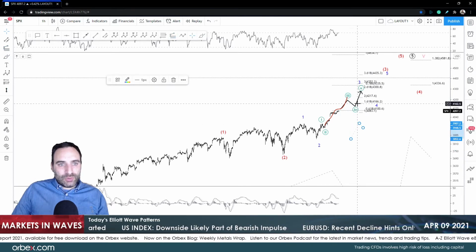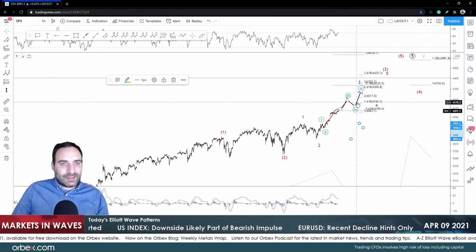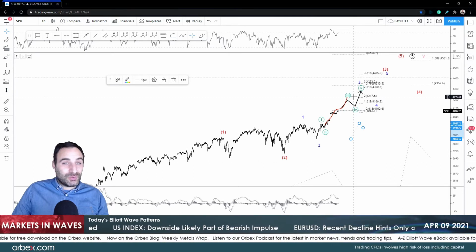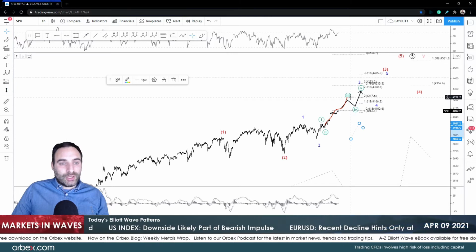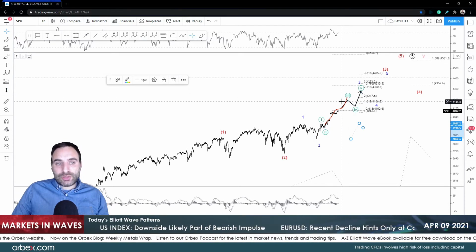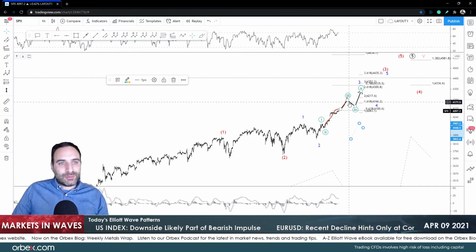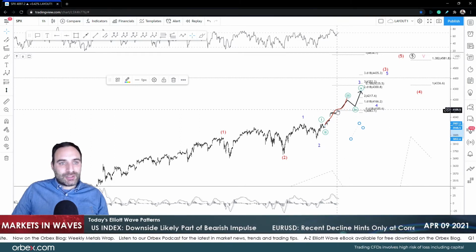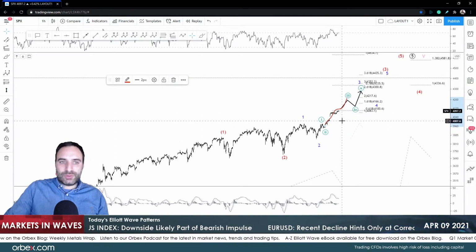So we can expect wave 3 to end around the 41.66 or even up to the 42.17 to be a bit more friendly on the upside, because this is a multi-structure move on the upside. So the 161 extension might not do the trick. It might just be the 200 at 42.17.